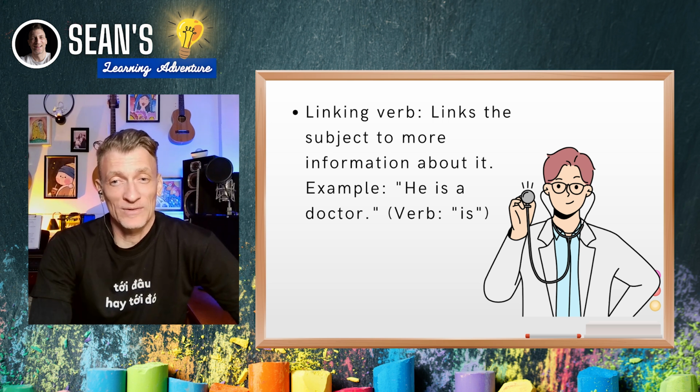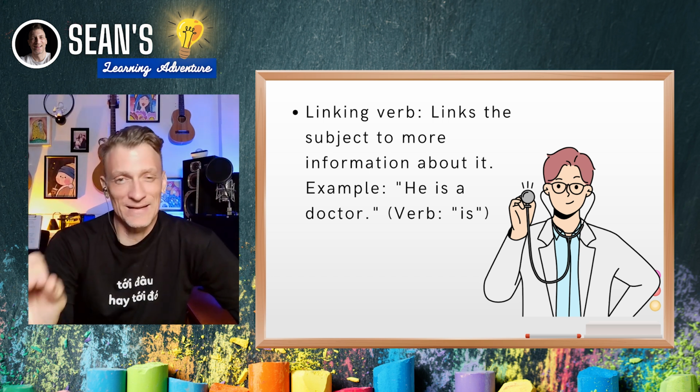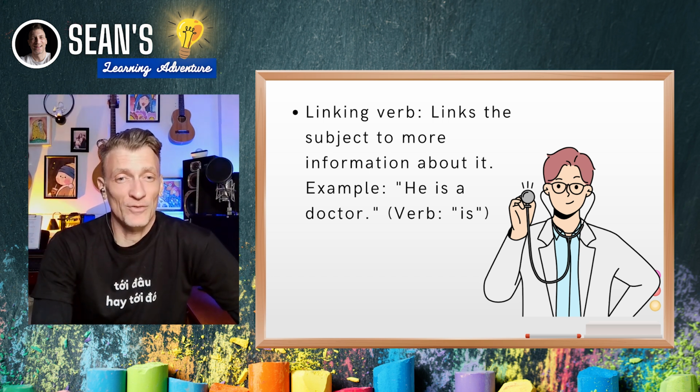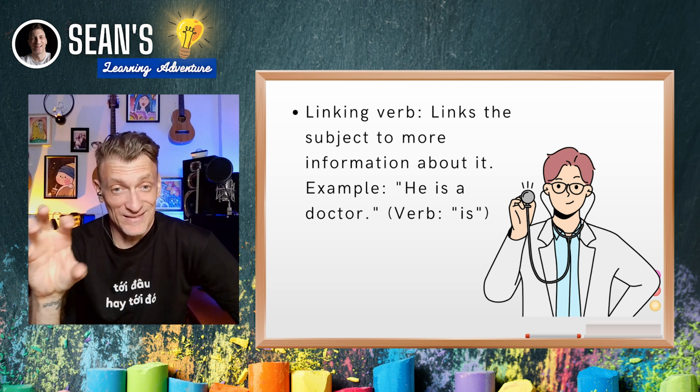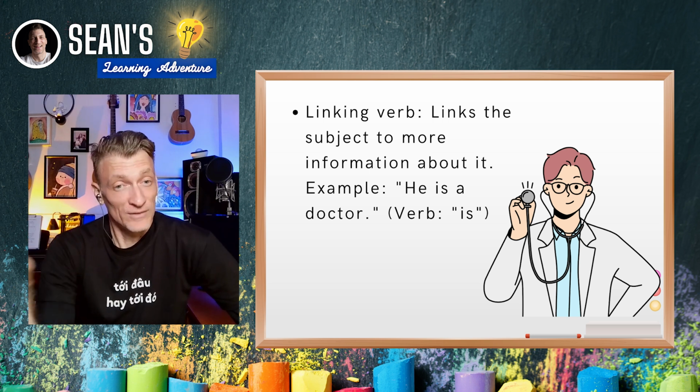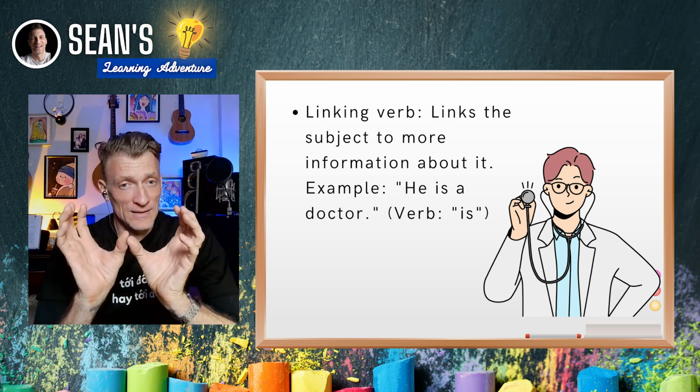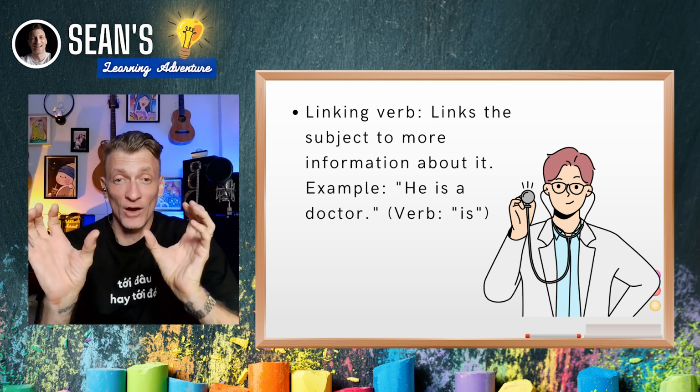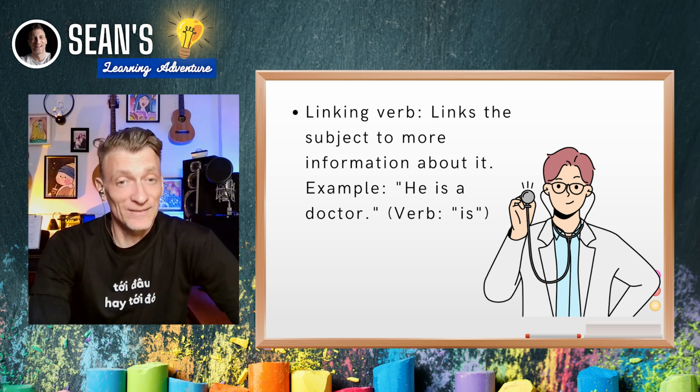Now, we can also have linking verbs. Linking verbs link the subject to more information about it. He is a doctor. The verb here, to be, is a linking verb. He is, it's connecting, a doctor. So he is a doctor. We're connecting him and a doctor. That is a linking verb.